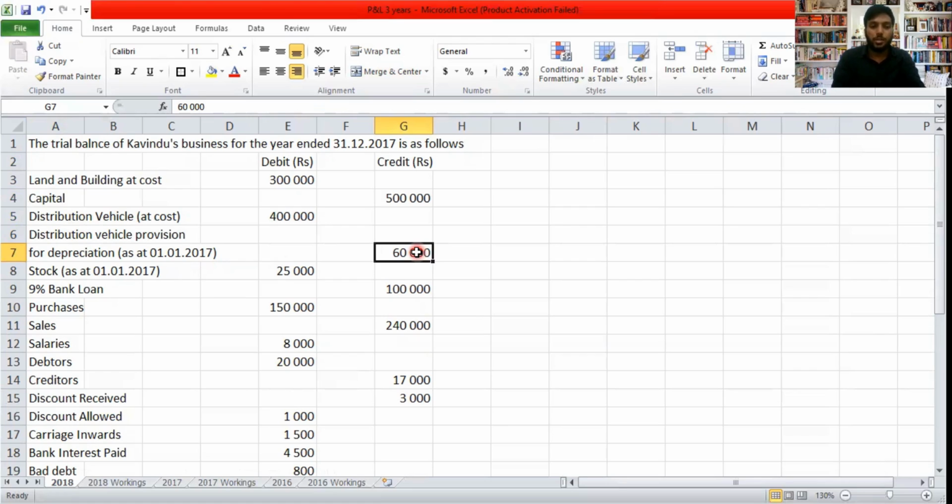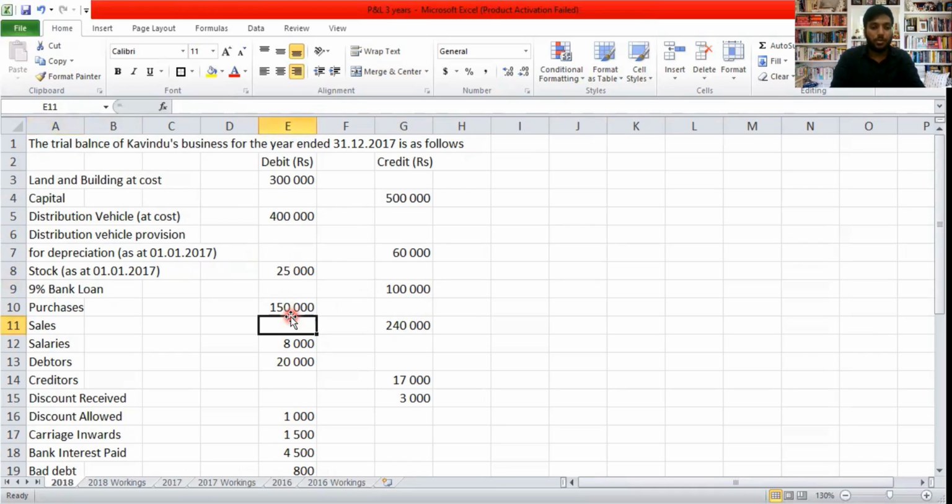I will teach you the workings of how to do this. So let me move on to the next one. Stock as at first 2017, 25,000. 9% bank loan, they have said 100,000. So purchase, this 9% is representing the amount of interest you need to pay for the bank. So they need to pay 9%, which means 100,000 into 9% will give you 9,000.